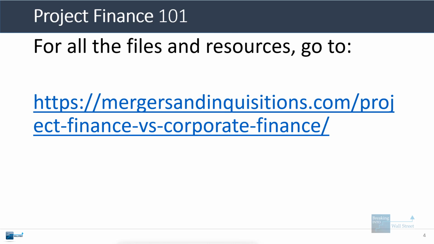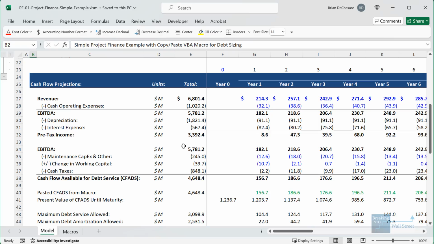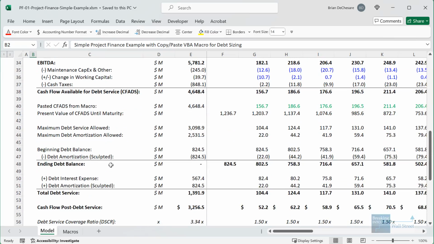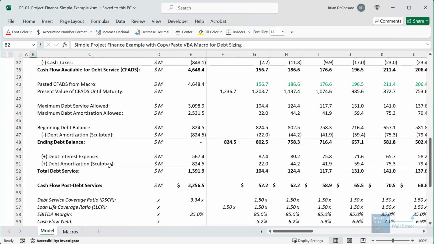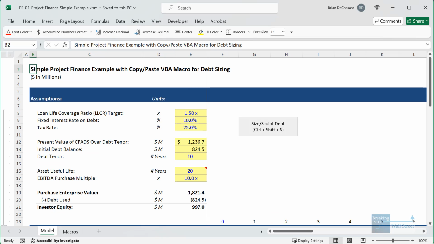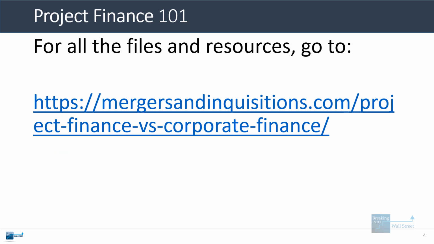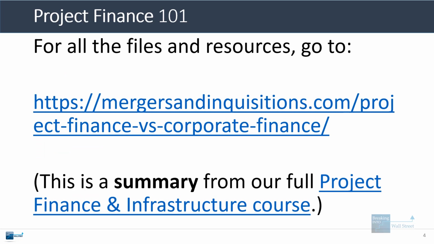I've created a very simple project finance style Excel file with some cash flow projections. This is intentionally simple, although it actually does have some VBA code and a very simple macro in it, because I want to focus on the concepts and how project finance differs from other fields at a high level. All this, again, is a summary from our project finance and infrastructure course.